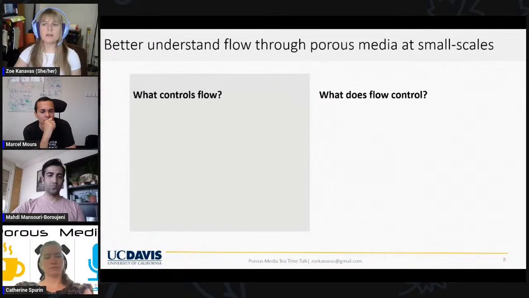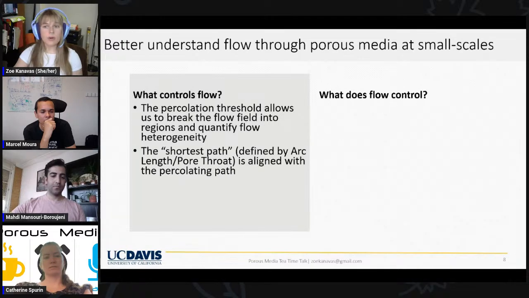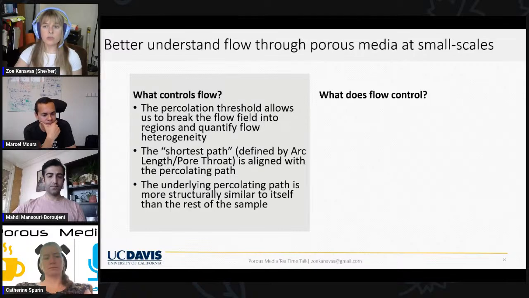Let's recap our findings from exploring the controls on flow. First, we used the percolation threshold to break the flow field into the mobile and immobile flow regions and ultimately quantify the flow heterogeneity. Next, we found that we can identify the percolating path with structural information alone, and that the spatial distribution of flow is caused by the internal structural similarity. Namely, the underlying percolating path is more structurally similar to itself than the rest of the sample, and this internal similarity increases with flow heterogeneity.